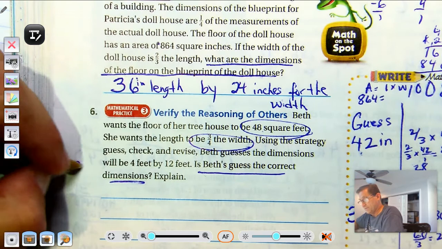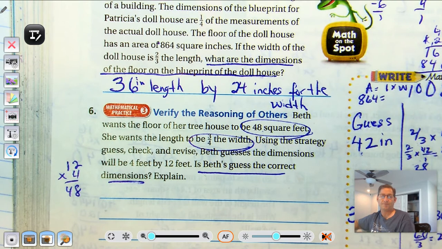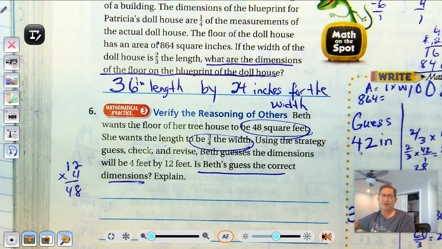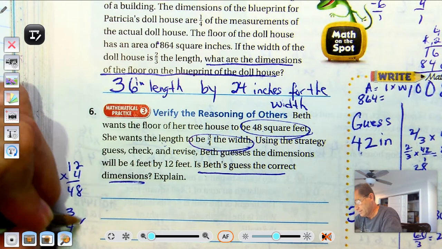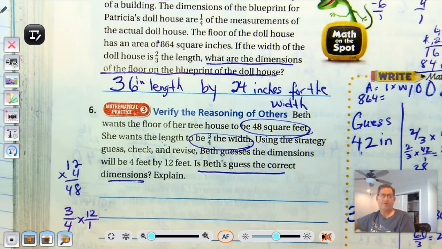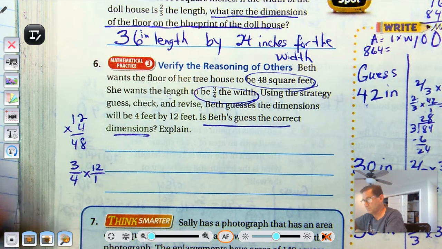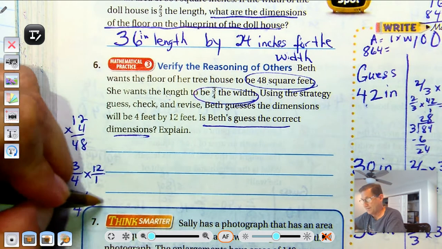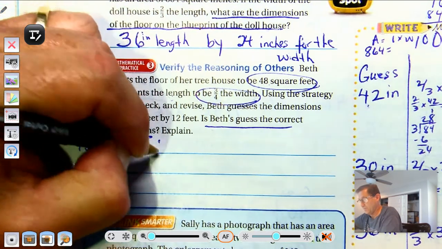Well, let's see. 12 times 4, that is 48. So that is 48 square feet. But is the length 3/4 of the width? The width is 12. So is 3/4 of 12 4? If not, then she's not right. 3 times 12 is 36. 36 divided by 4 is 9. So 9 times 12 is not 48. So no, she's not correct.